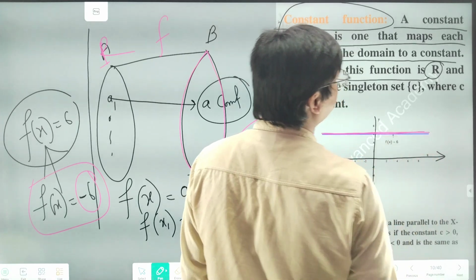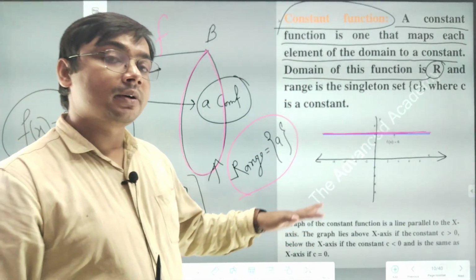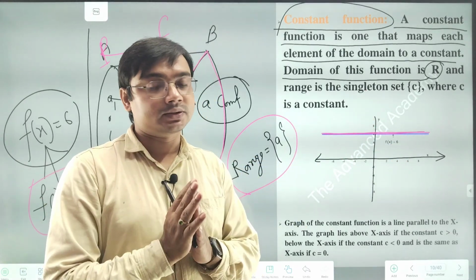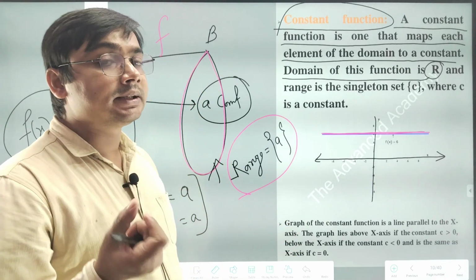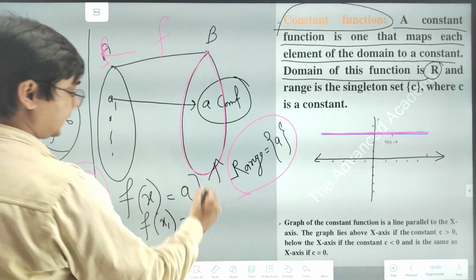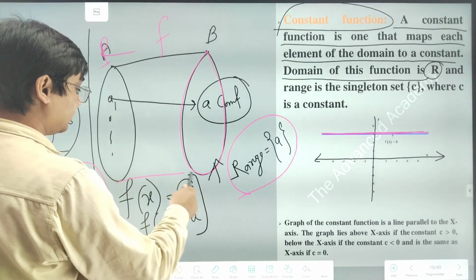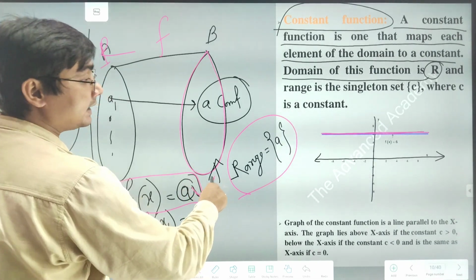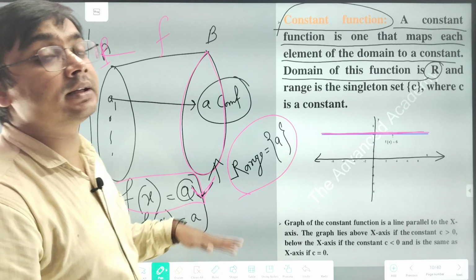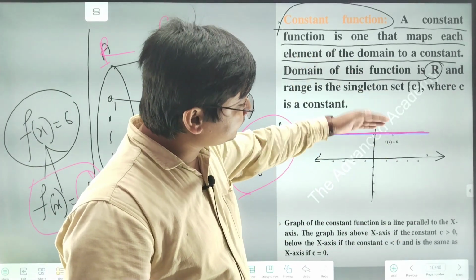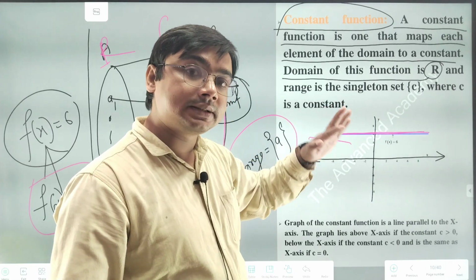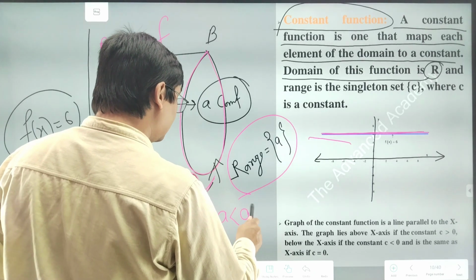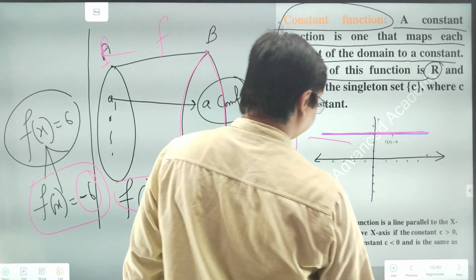Yes, the graph of a constant function is a straight line which is always parallel to the x-axis. But remember this: suppose we consider f of x equal to a. If a is positive, then the graph will be above the x-axis. And if we consider a is negative, that is a less than 0, then this line will be here.